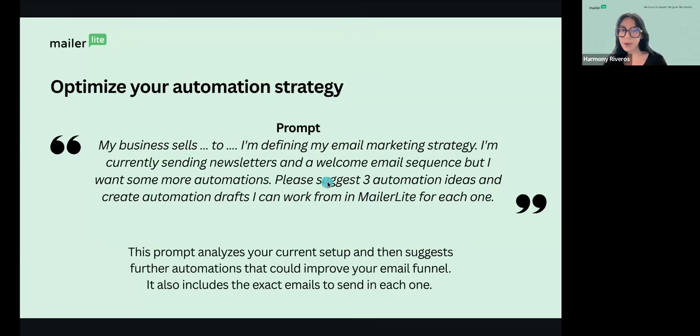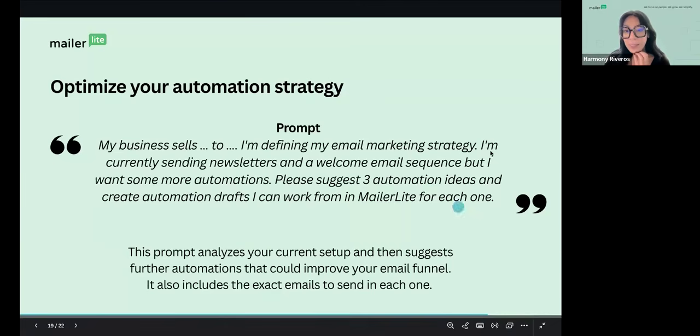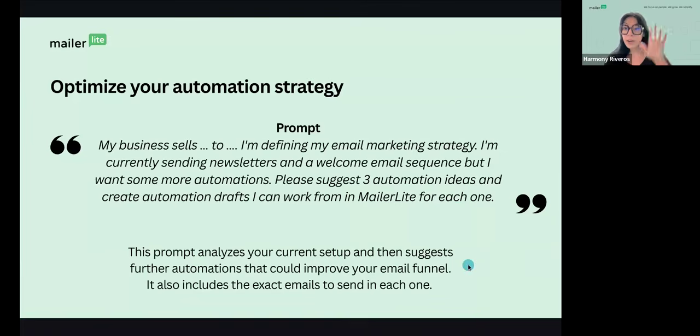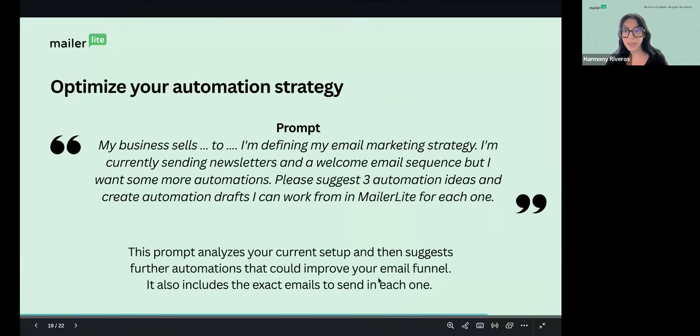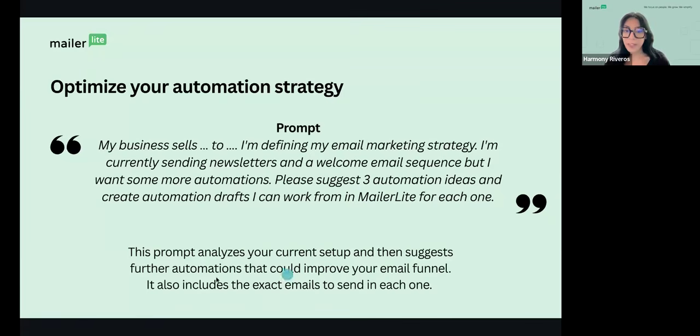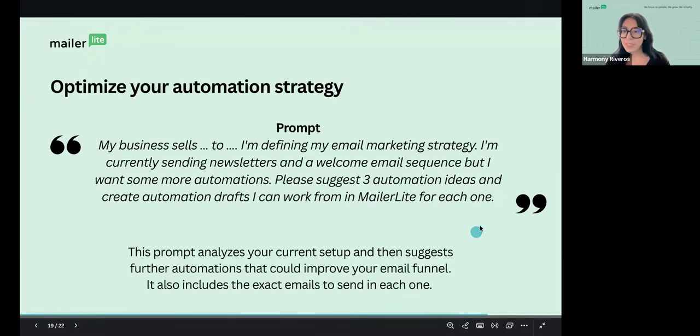This is great because you are going to be giving it your business model, what you sell, what you promote, what your service is, who you're selling to, who your audience is, who you're speaking to. And if you just need some ideas, besides, again, the generic ones we recommend, you can have this AI suggest automations that are specifically aligned to your business. This specific kind of prompt would analyze your current setup, what you already have, and then suggest further automations, how you could actually improve what you've already built. It can also include the exact emails to send in each one to make it simple.